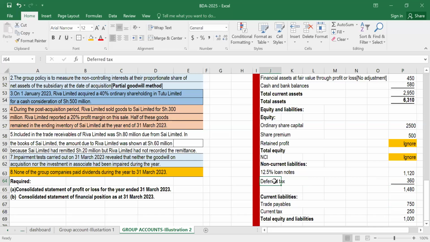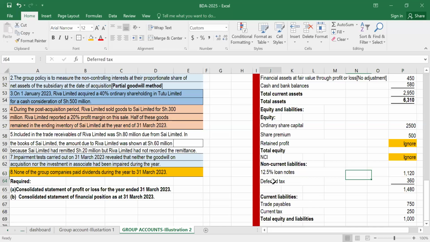Now deferred tax, okay, first of all, the 12% loan note. This one does not have any adjustment. But if you can remember the question we did yesterday, I think we were given something to do with the loan notes or debentures, and we made some adjustment in relation to that because there were some debentures which were acquired by the parent company, the subsidiary. So we said the debentures held by the parent company, the subsidiary, should not be included here. So in this question, are we given such information?